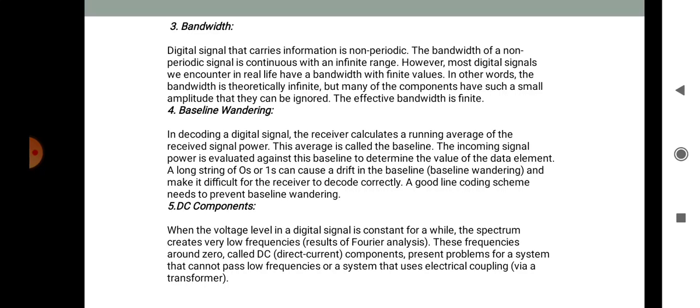Then DC component. When the voltage level in a digital signal is constant for a while, the spectrum creates very low frequencies, as a result of Fourier analysis. These frequencies around 0, called the DC, that means direct current, component, present problems for a system that cannot pass low frequencies or a system that uses electrical coupling via a transformer.